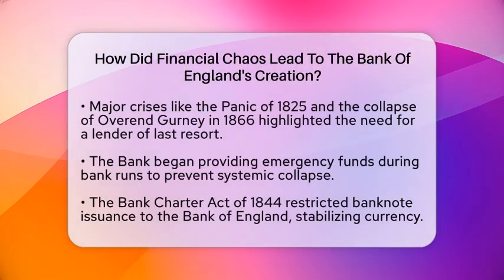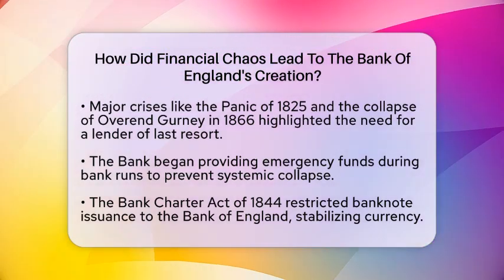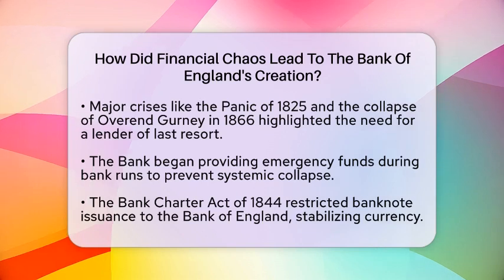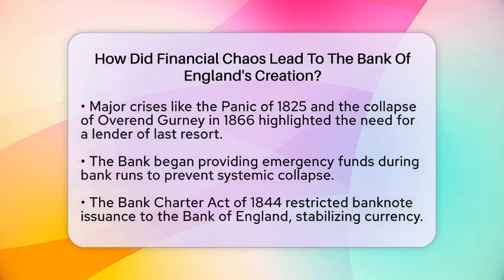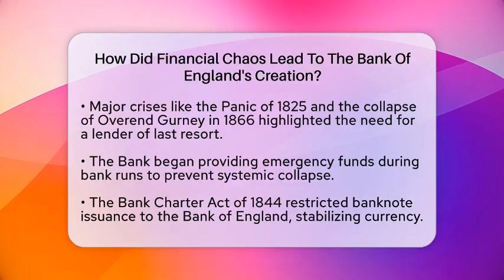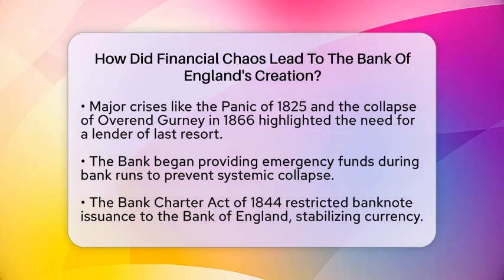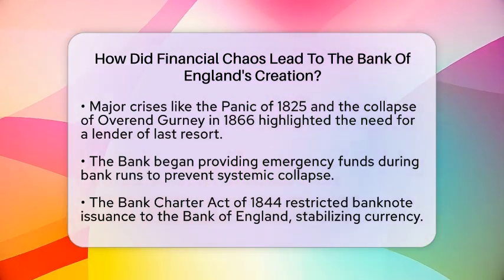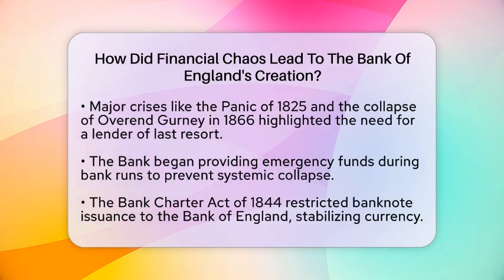Over time, the Bank of England grew into the main financial institution in the country. It started to take on more responsibilities, especially after facing several financial crises. For example, the Panic of 1825 and the collapse of Overend Gurney in 1866 showed how important it was to have a lender of last resort. The bank could step in during bank runs to provide emergency funds and prevent the entire system from collapsing.